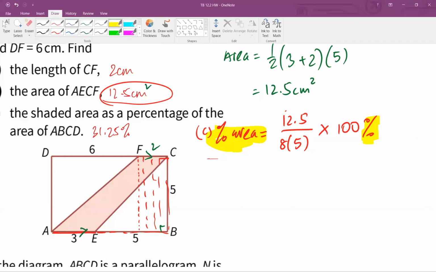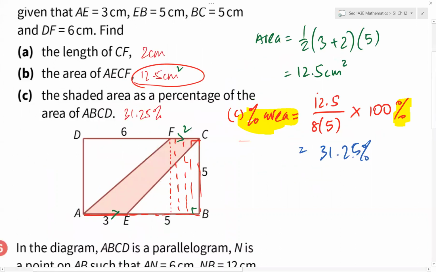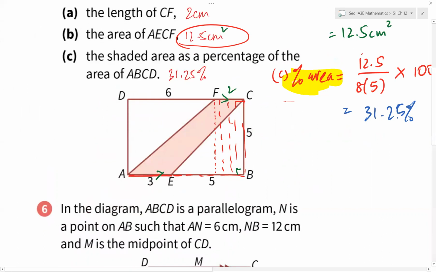Okay, so let's carry on. From here, you will have an exact answer, 31.25%. Okay, so the things I'm taking note of will be those that are highlighted as well. So that's question 5. Question 6.